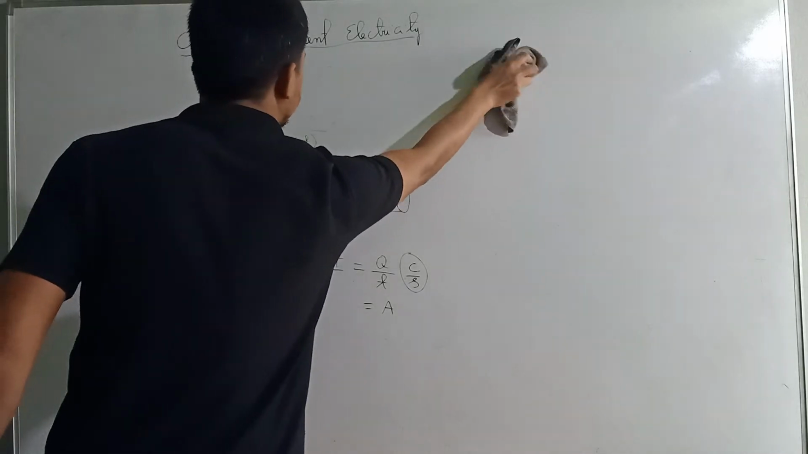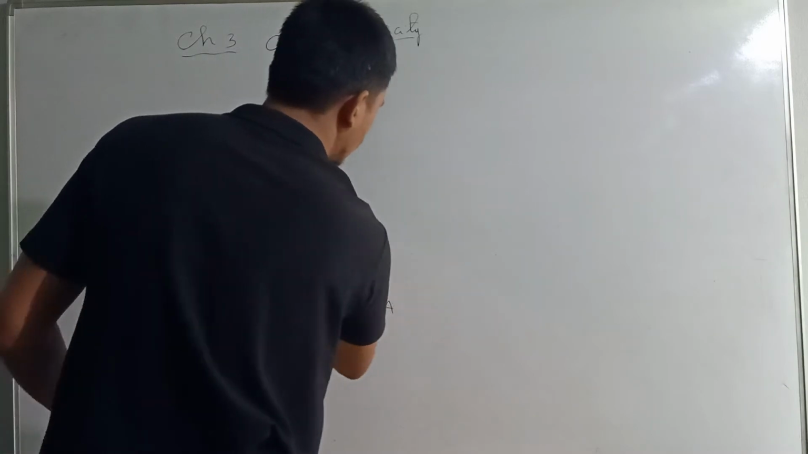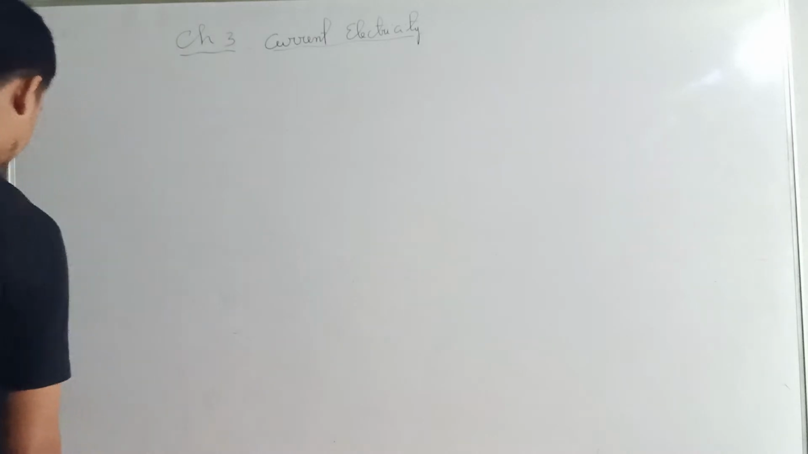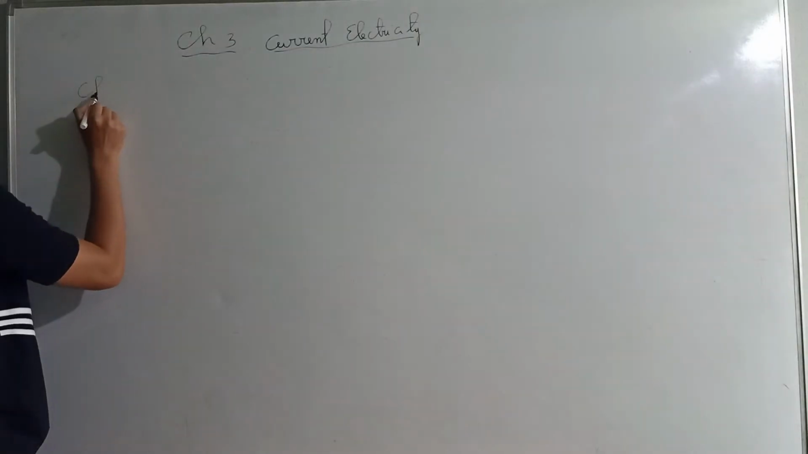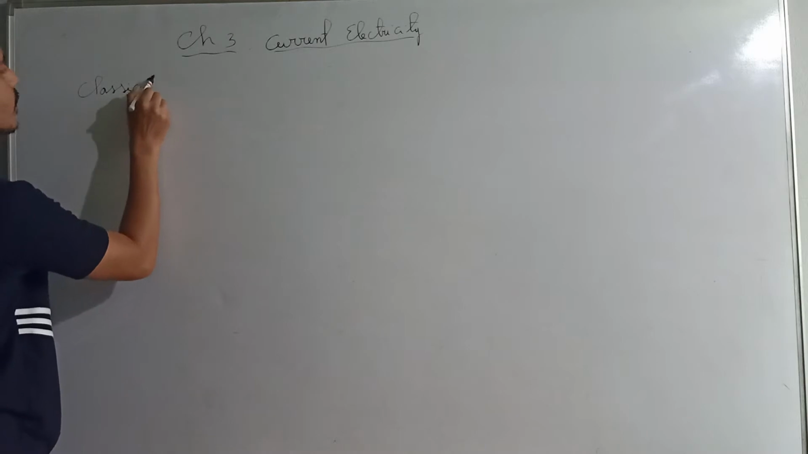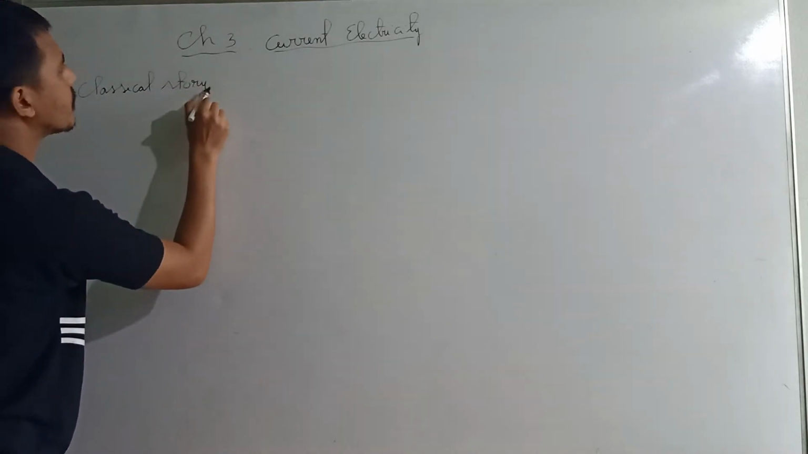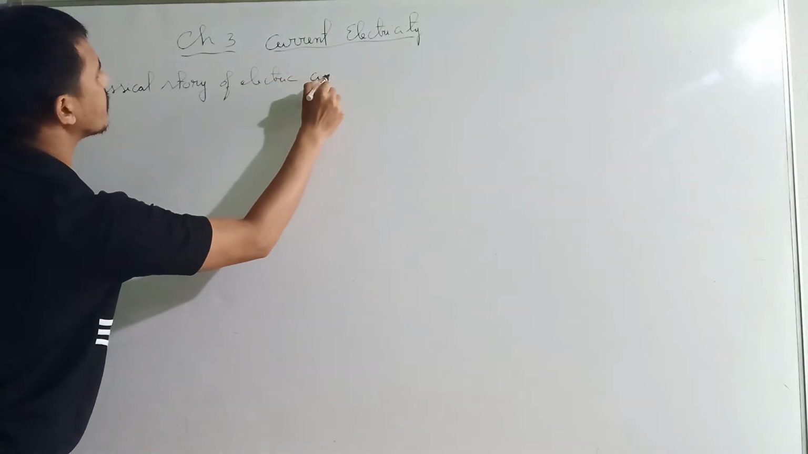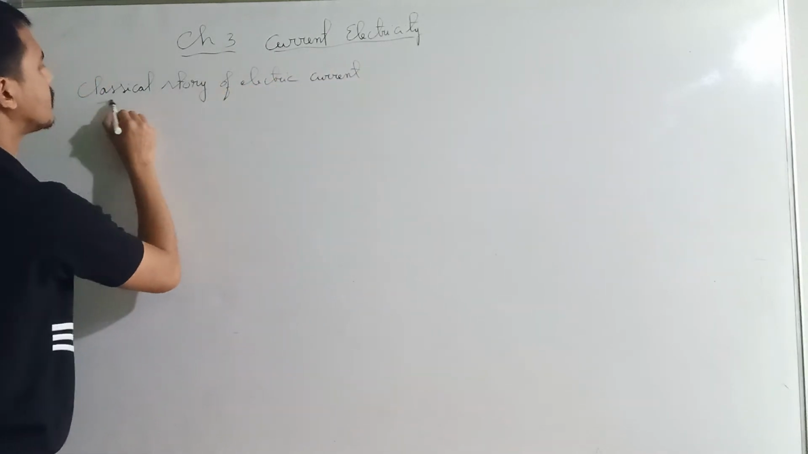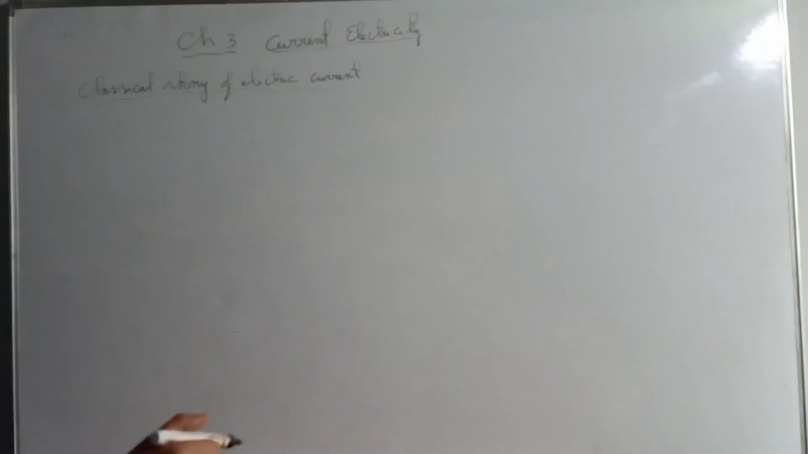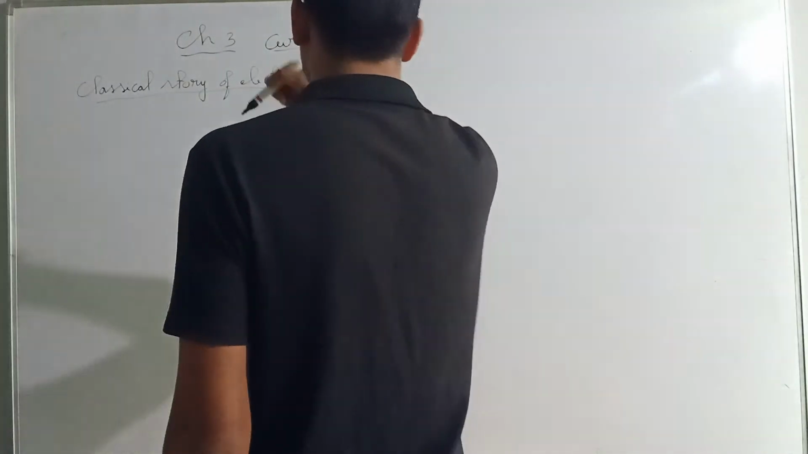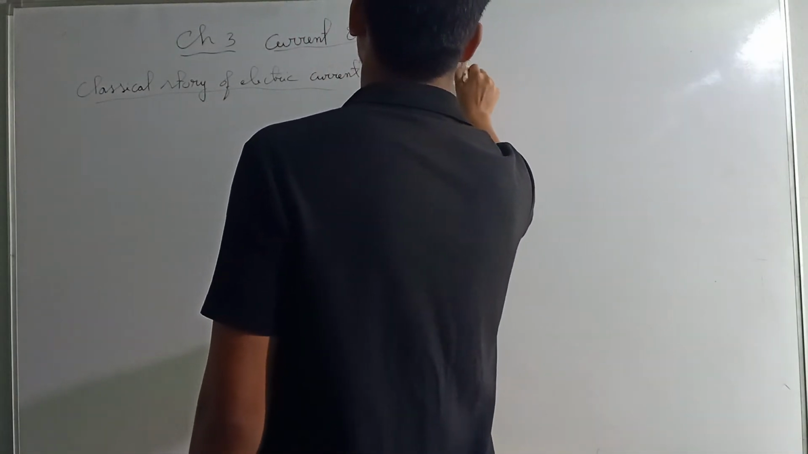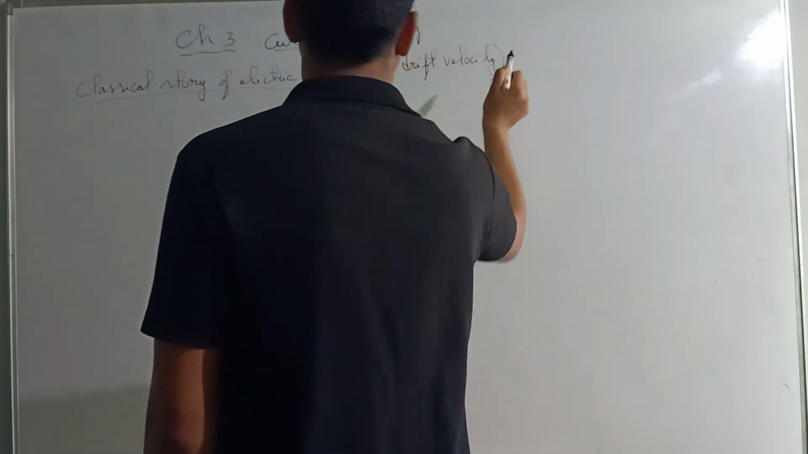Now, the classical story of electric current. From this story, we'll try to understand what is drift velocity.